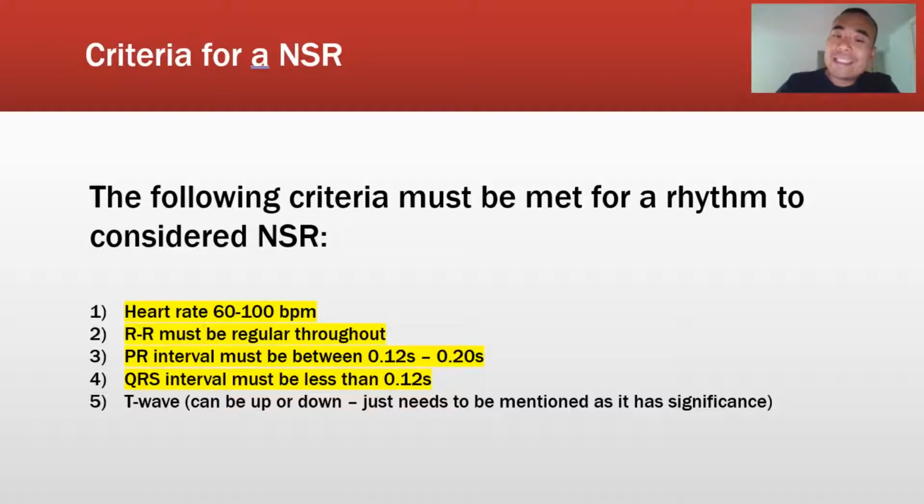Number 5, the T wave can be up, can be down, but that's something we will note because it has significance in the interpretation of the rhythm and potential treatments for that.